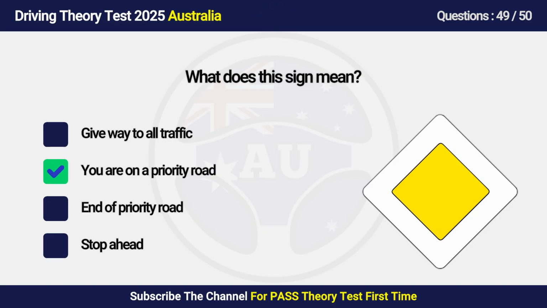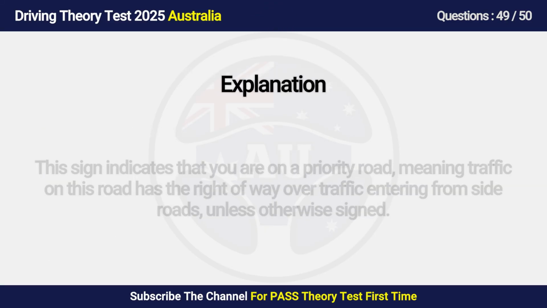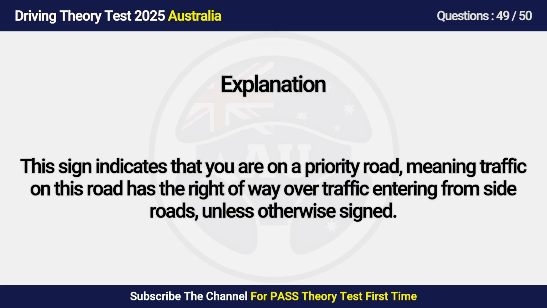Answer is B. You are on a priority road. This sign indicates that you are on a priority road, meaning traffic on this road has the right of way over traffic entering from side roads, unless otherwise signed.